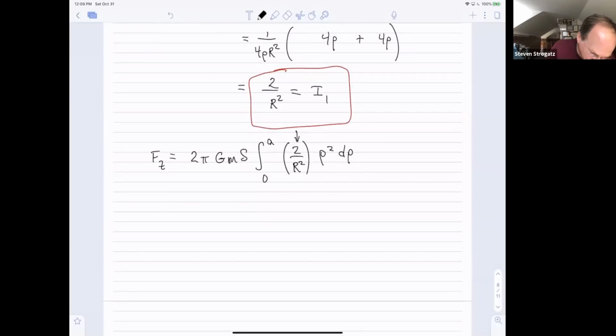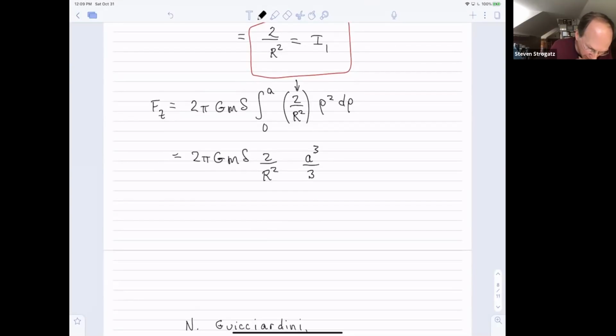I just get 2 pi big G m delta 2 over capital R squared. Doing the rho integral, I get a cubed over 3, I think, right? Because it's rho cubed over 3. So, oh, and then let's put all this together. Wow, let's see. I see 4 pi a cubed over 3. That's a very suspicious thing. Times G m over r squared. Maybe the delta belongs here.